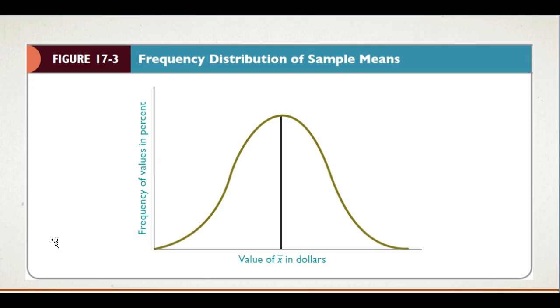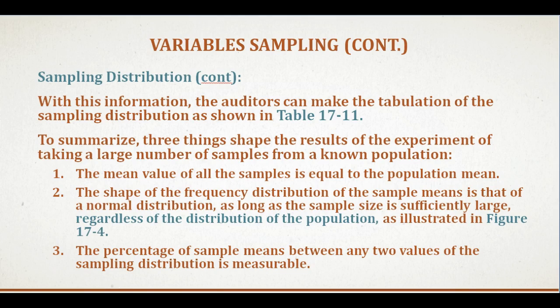Figure 17-3 is an illustration of the frequency distribution of sample means as mentioned in the previous slide. You can find Figure 17-3 on page 584 of your textbook. With this information, the auditors can make the tabulation of the sampling distribution.